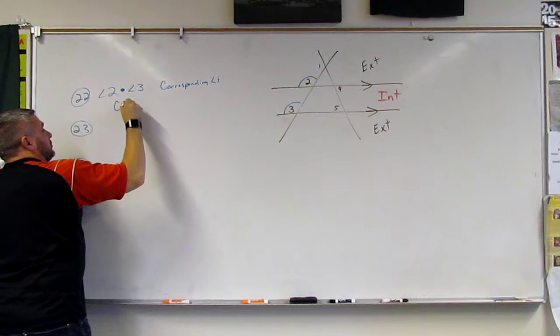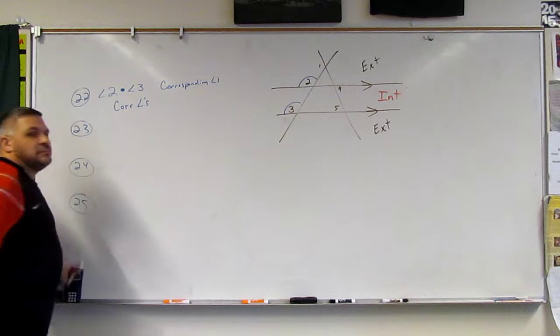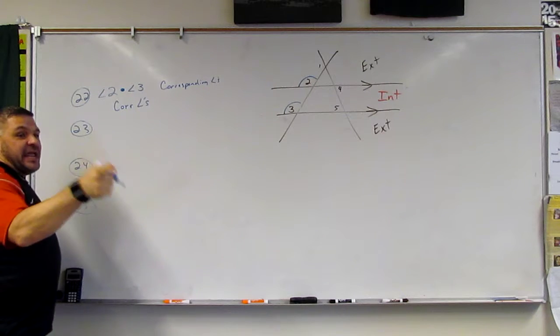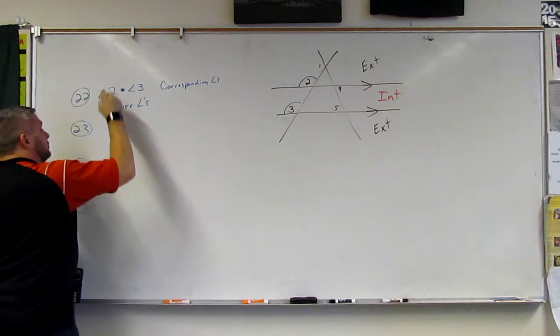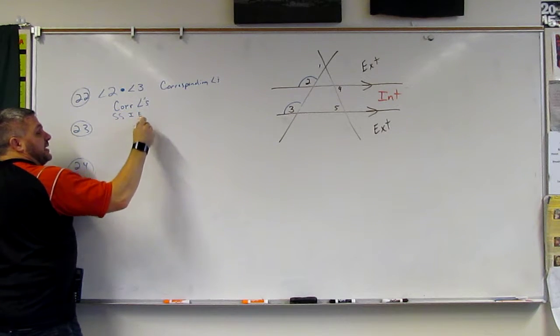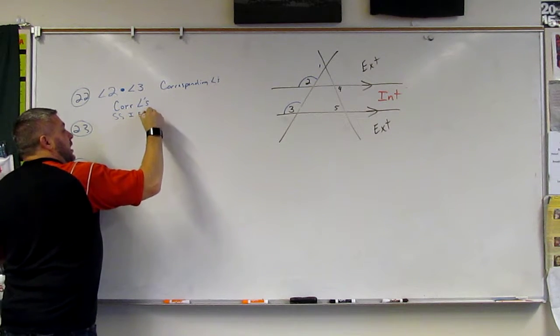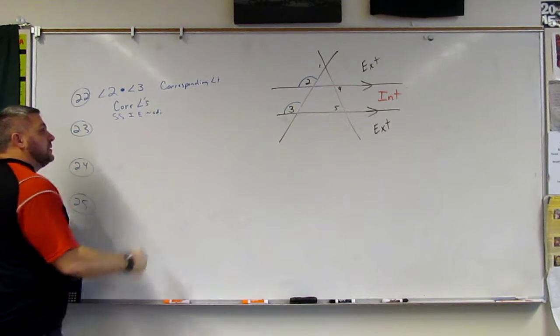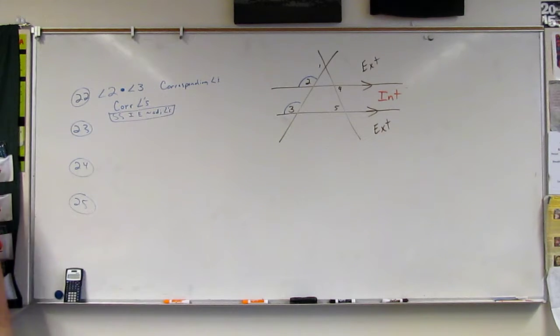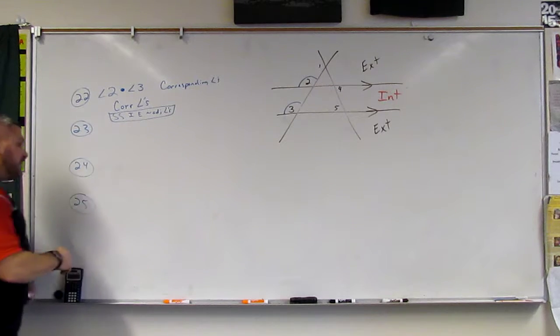Corresponding meaning same side, interior, exterior, not adjacent angles. Right? That's how we can describe them. They are on the same side. One's inside, one's outside. And they're non-adjacent angles. That's how we describe them.